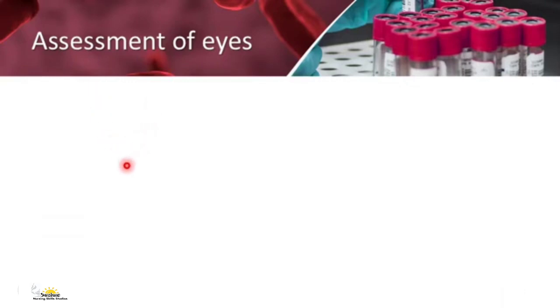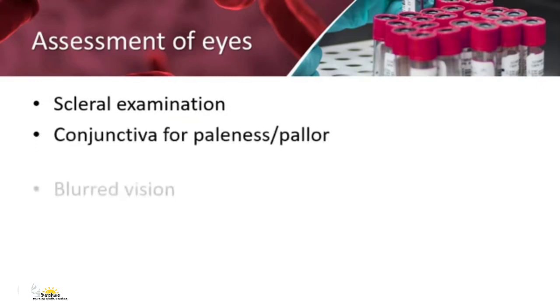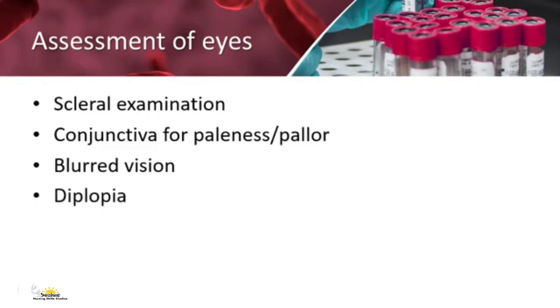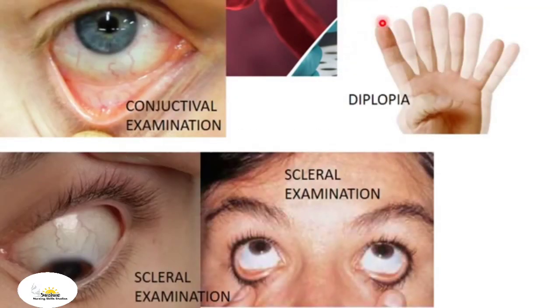Next, moving on to the assessment of the eyes. In the eyes, we'll mainly look for the scleral examination, and then we'll go for the conjunctival examination for the paleness or pallor. We have to ask the patient whether the patient is having any sort of blurred vision. In case of decreased blood count, there will be a history of blurred vision and any signs of diplopia present in the patient. So this is how we will do the conjunctival examination as shown in picture 1, and the lower picture 2 both represent the scleral examination, and the picture of the hand shows diplopia.